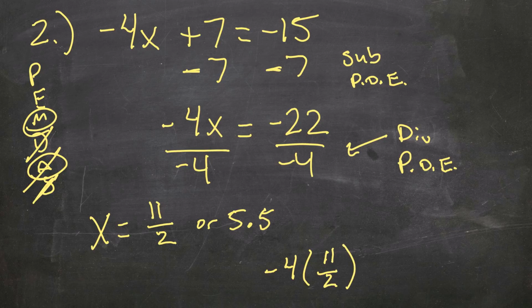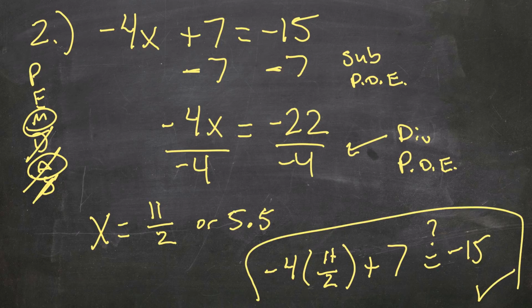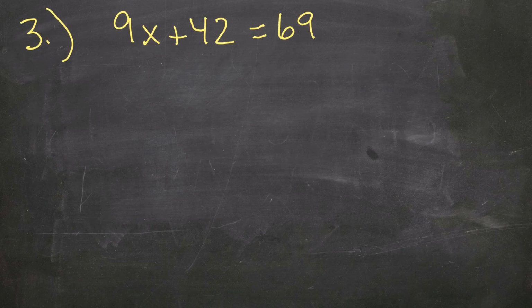You could put 5.5 plus 7. Does that equal negative 15? Negative 4 times 11 is negative 44. Divided by 2 is negative 22. Plus 7 is negative 15. That works. Boom. This is our check step. That's it for number 2.